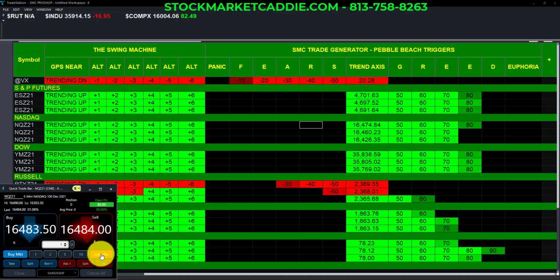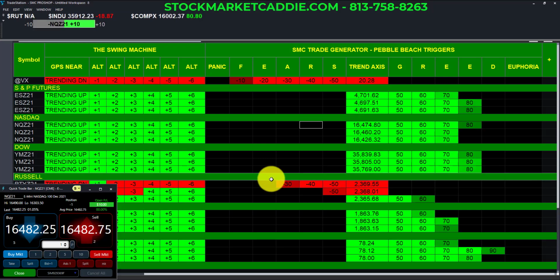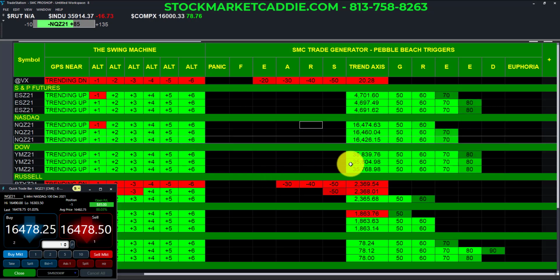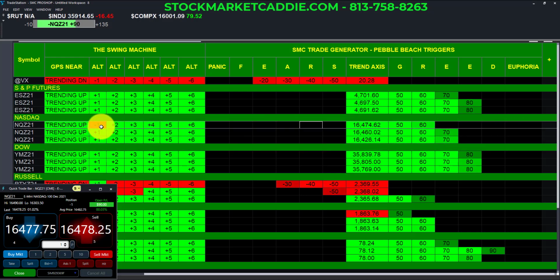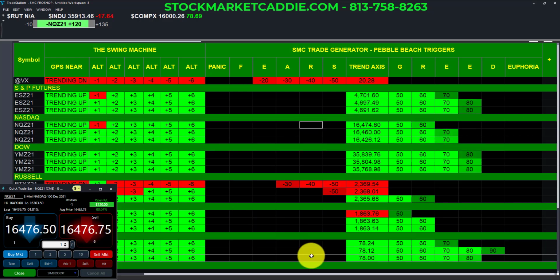So this is where we're using one tool to help the other tool, the Pebble Beach. I'm sorry, the swing machine. So the idea being, if I can get in on the opposite side, we're up in euphoria, and then I can capture a new trend. So you get the idea. Okay.